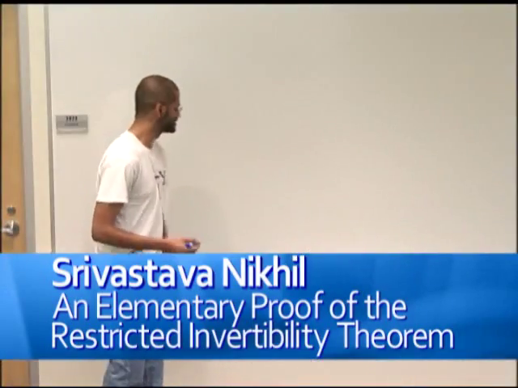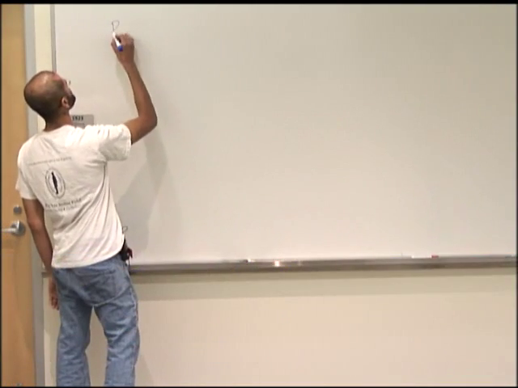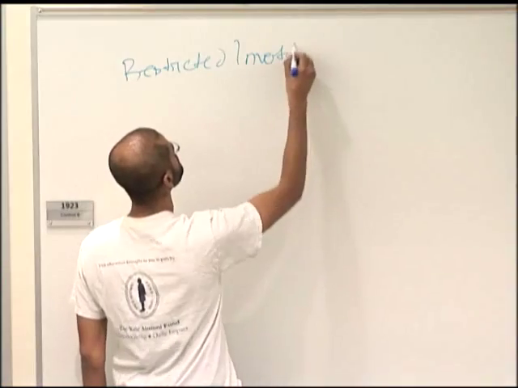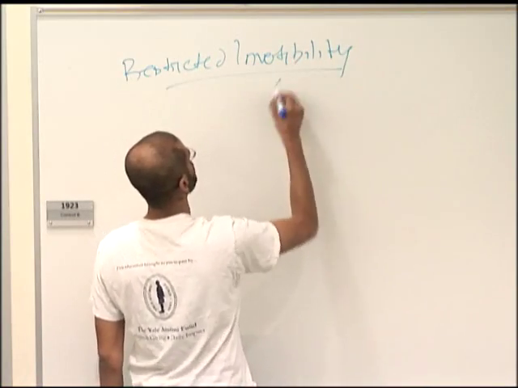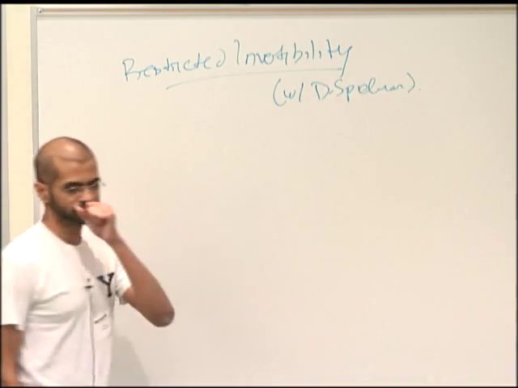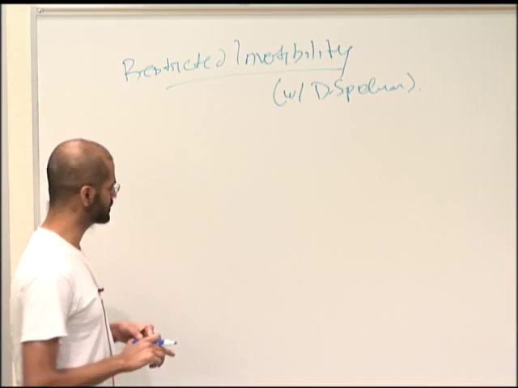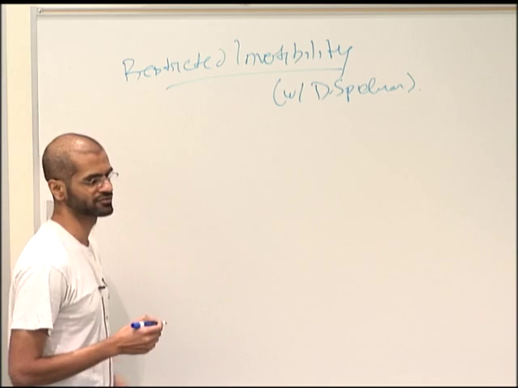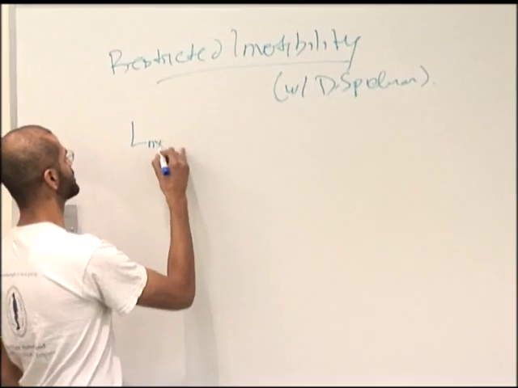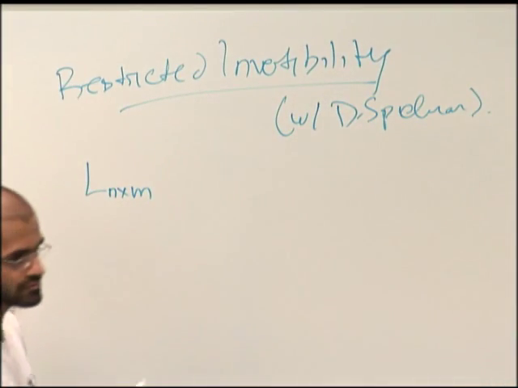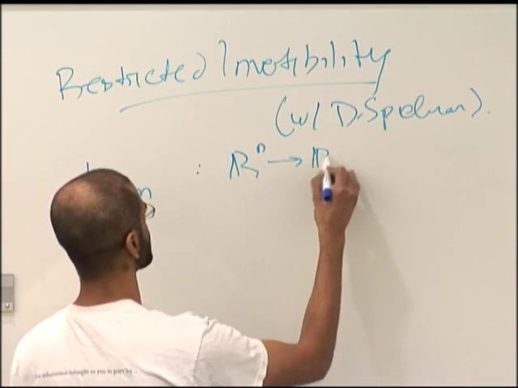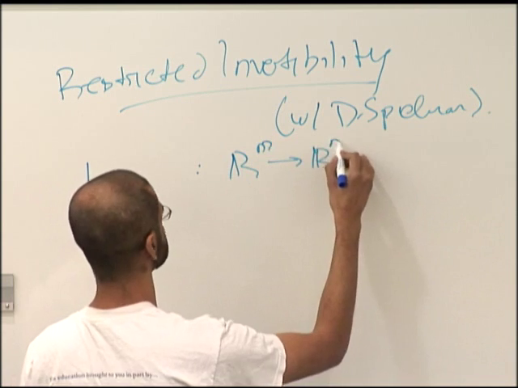Okay, thanks. So this is an elementary proof of the restricted invertibility theorem. This is joint work with Dan Spielman. This is about some very basic things about matrices. Suppose I'm given an n by m real matrix L. This is some map from R^m to R^n.